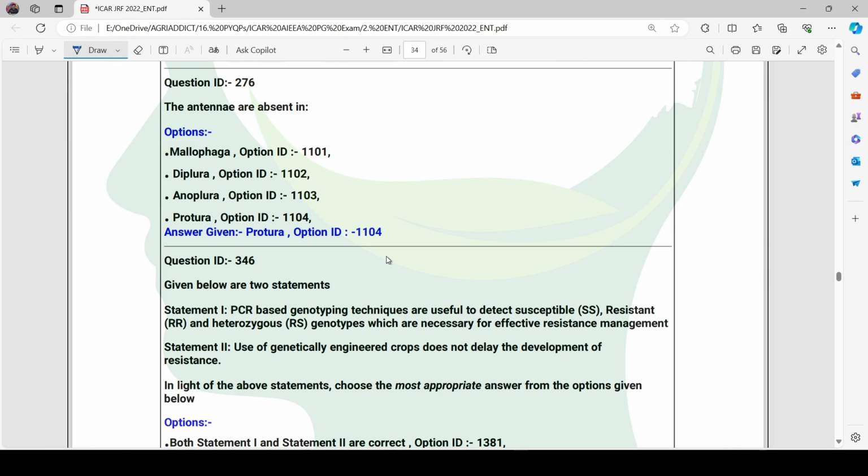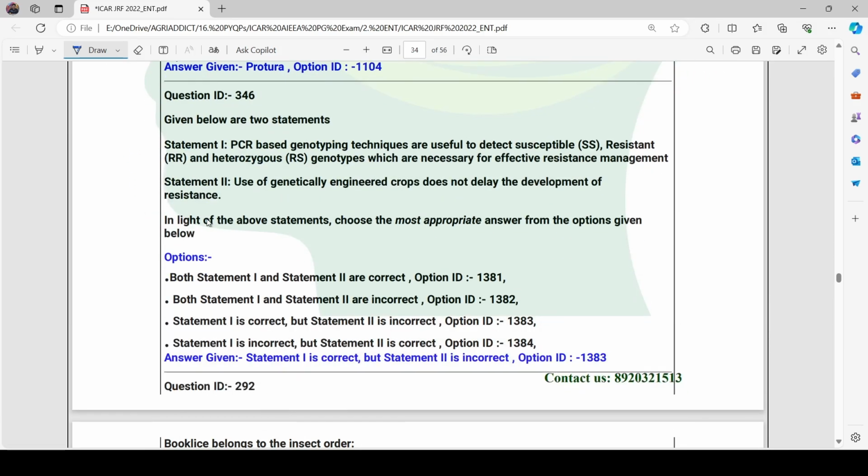Then antenna are absent in which order? Another very basic question, Protura. No antenna is there. Then a hard question, some sort of.